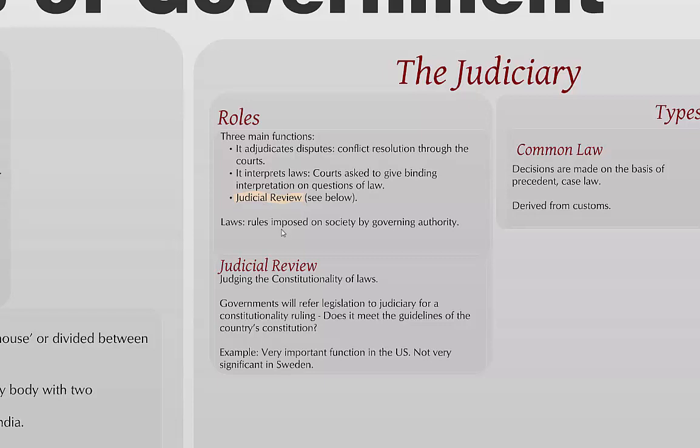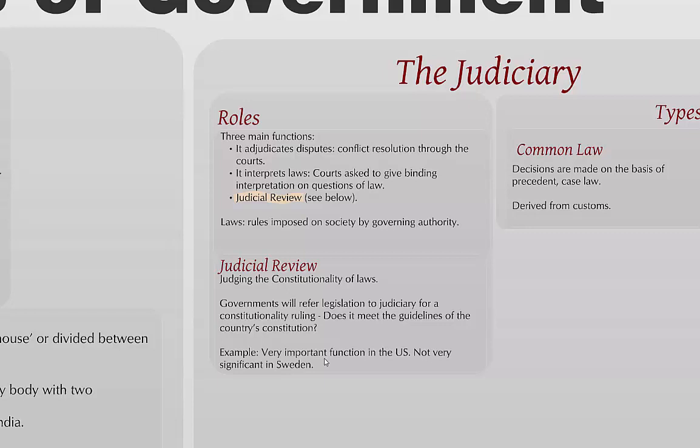So the laws then are the rules that the governing authority impose on society. Judicial review means judging the constitutionality of laws. So if the legislature tries to pass a law that violates the Constitution, that goes against the Constitution, then the Supreme Court of the land can say, no, this doesn't work. It goes against the Constitution. So this law either is struck down, it's invalid, or it can't be created. And that is an important function in some countries. The United States, for instance, this is why the Supreme Court is so important.